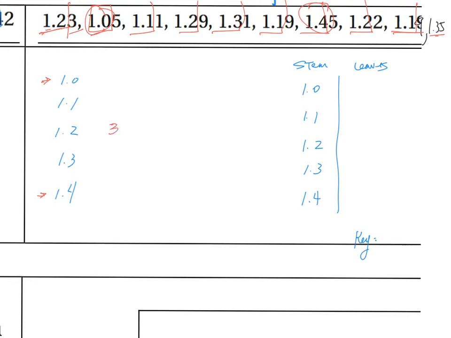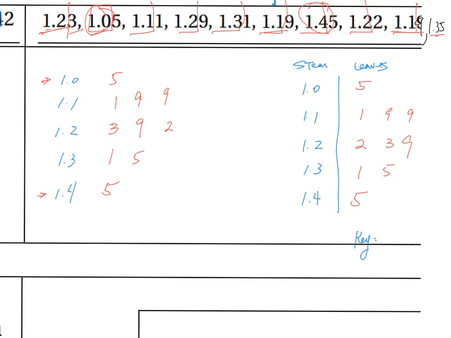Now I'm going to go down the list again, 1.23, I'm going to put the 3 here as my first leaf, and 1.05, 1.11, 1.29, 1.31, 1.19 again, is it? No, there's only one, sorry. And then 1.45, 1.22, and then 1.19, let's see, 1.19. And then 1.35, and then let's double check this. 1.39. Okay, and then we need this in order: 5, 1, 9, 9, 2, 3, 9, 1, 5, and 5.